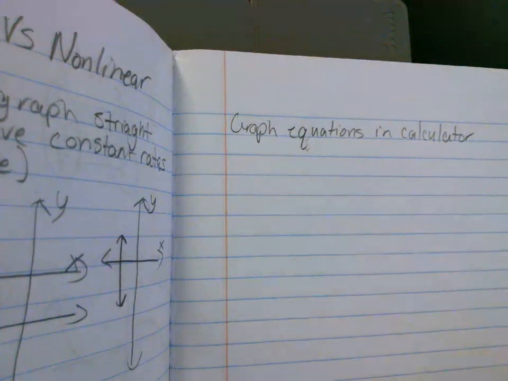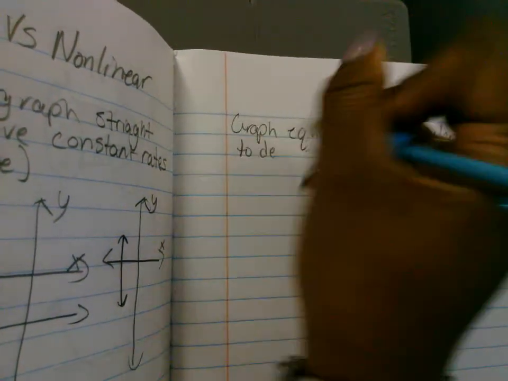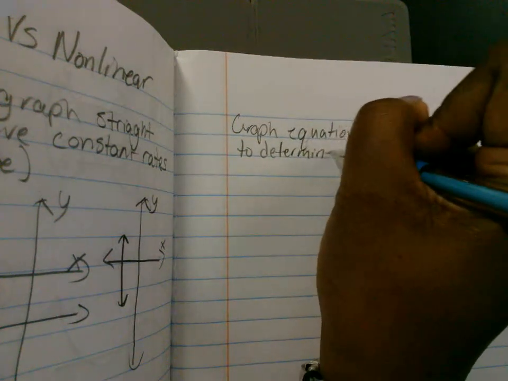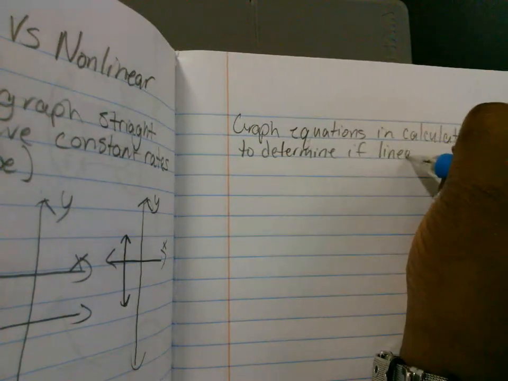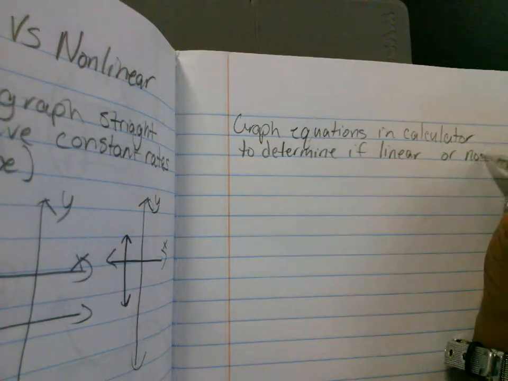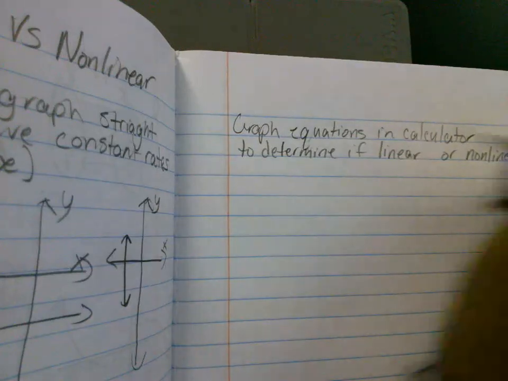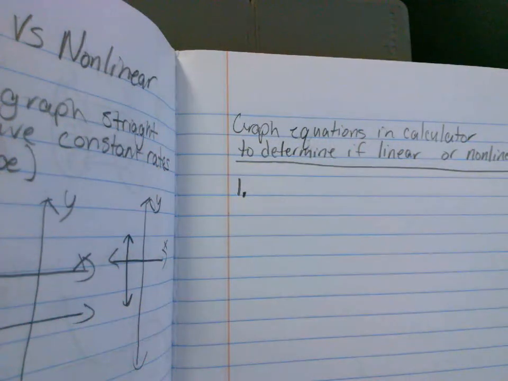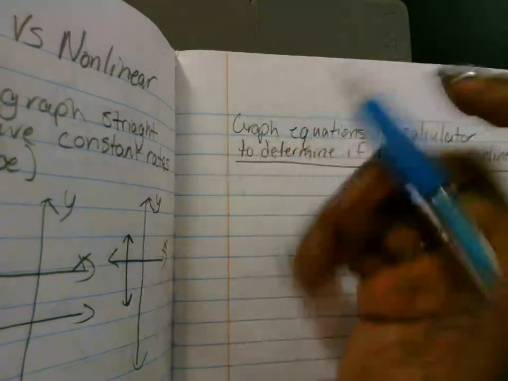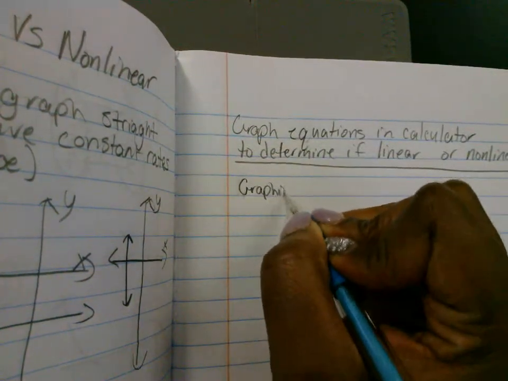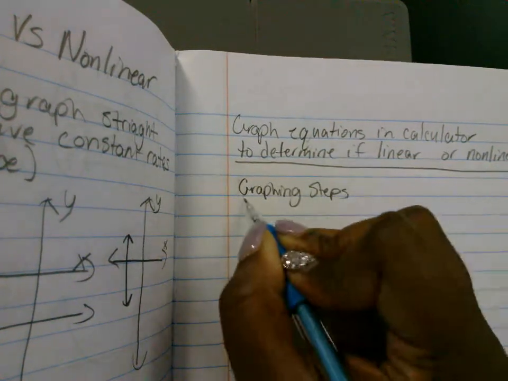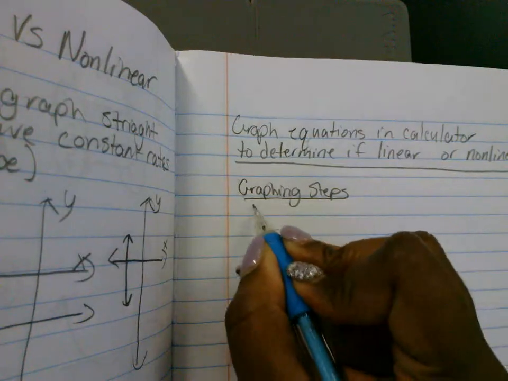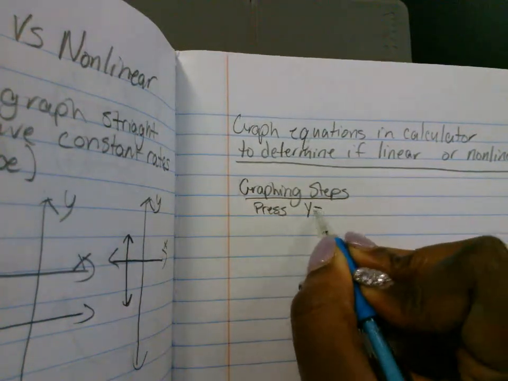We're going to graph some equations in the calculator to determine if it's a linear or nonlinear. We've already cleared the calculator. So when we are graphing an equation in the calculator, the first thing we do is press the y equals button. Okay, so let me put the steps at the top just in case you forget. So when you're graphing, it's very simplistic. The first thing that you're going to do is press your y equals button.